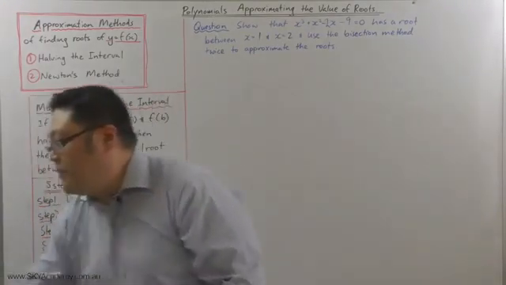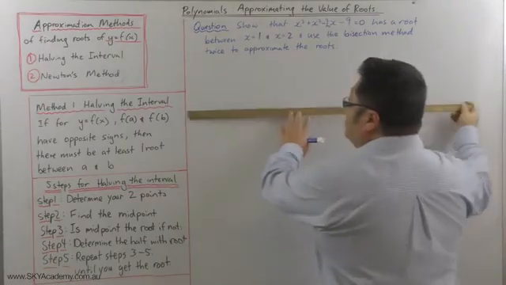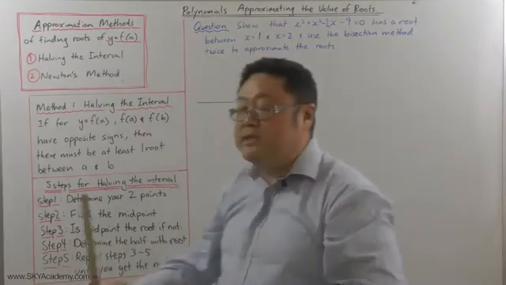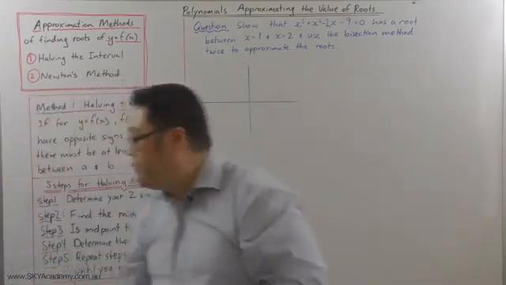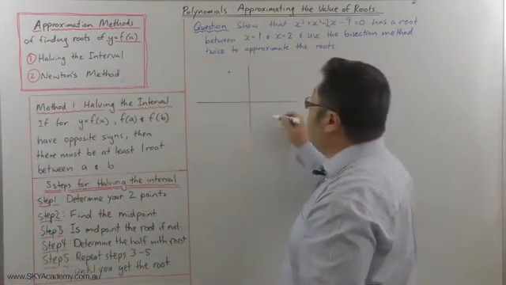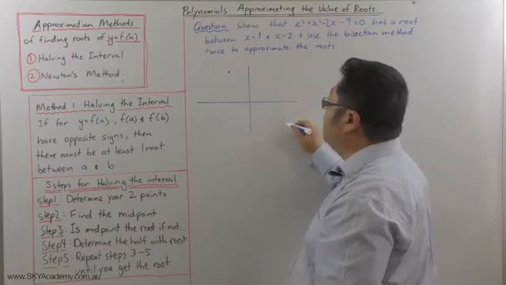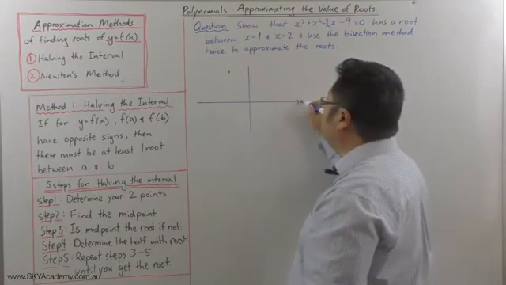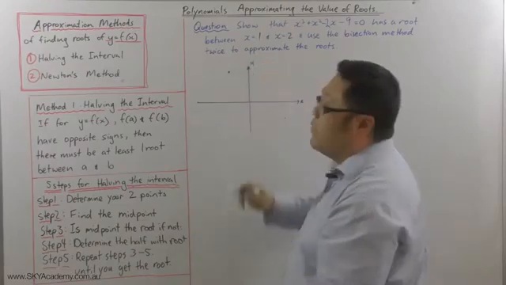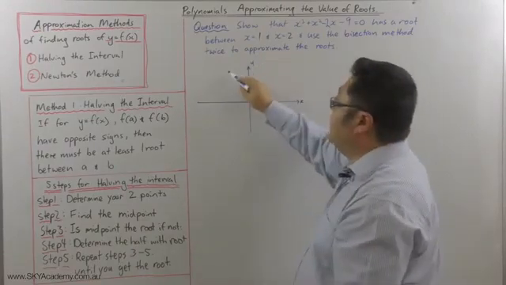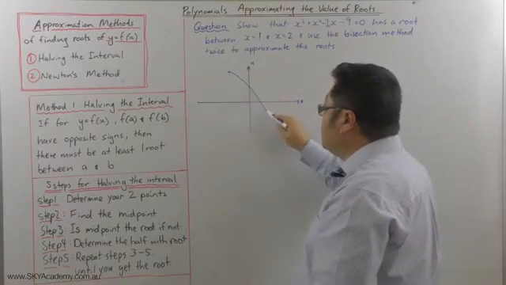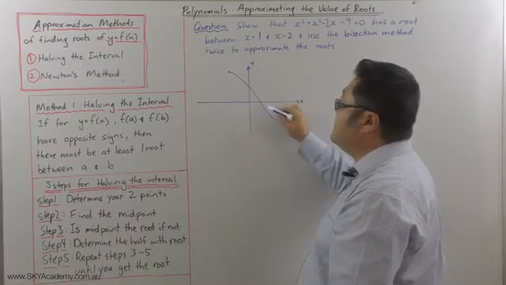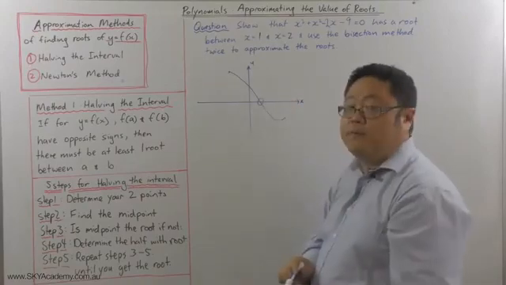So I'll give you an example of what I mean. Say we've got a function and one part of the function is above the x-axis, and another part of the function is below the x-axis. Then at some point the function has to cross over to get to this point here. Does that make sense? And that's what we're looking for.